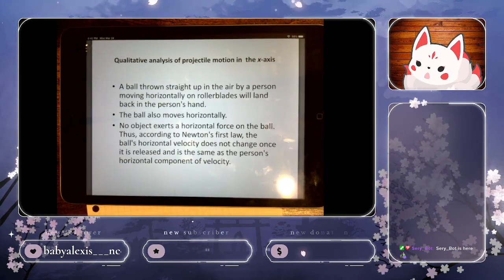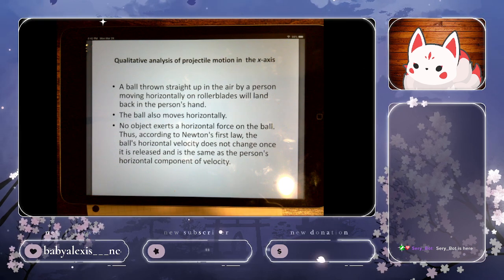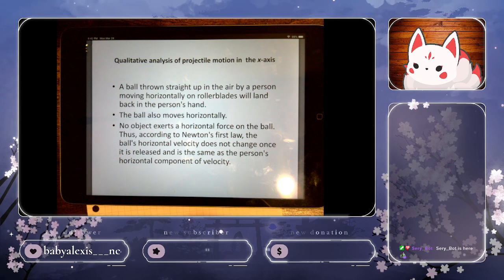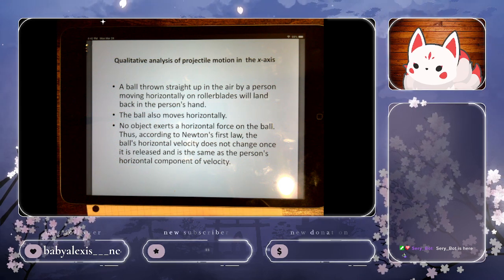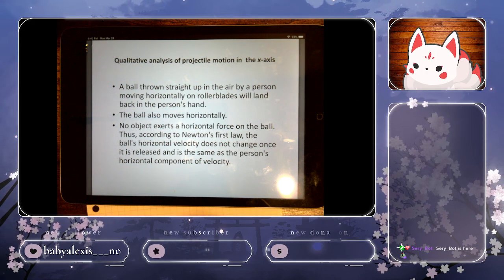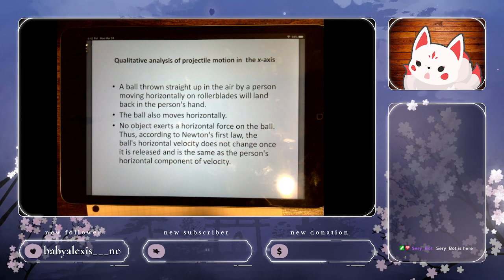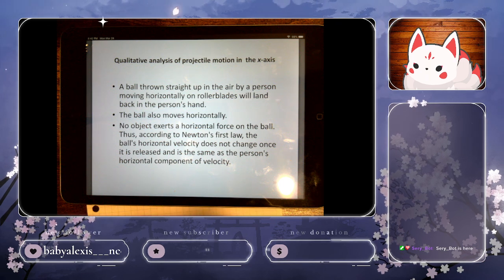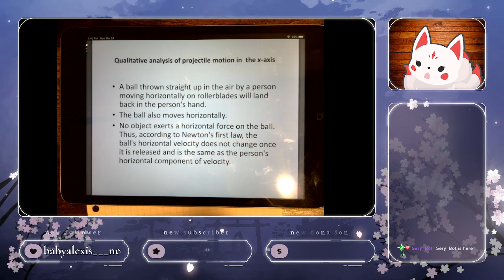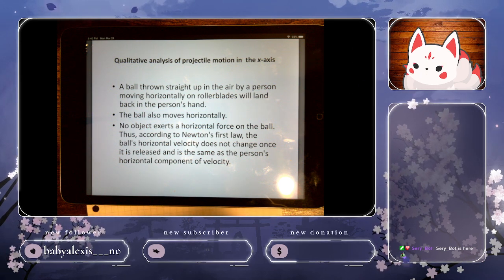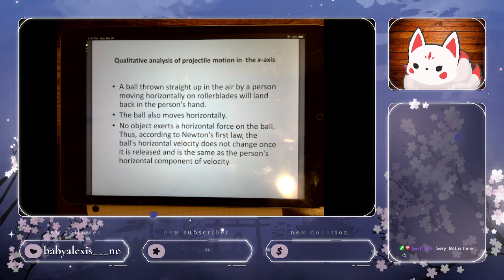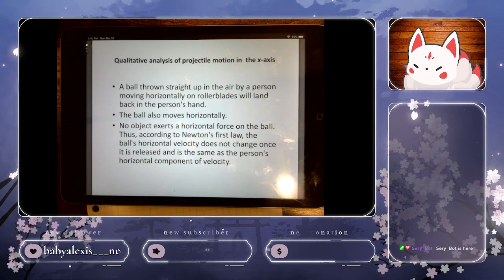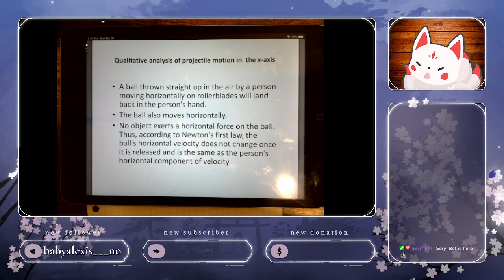Qualitative analysis of projectile motion, the x-axis. A ball thrown straight up in the air by a person moving horizontally on rollerblades will land back in the person's hand. The ball will move horizontally. No objects exert a horizontal force on the ball. Thus, according to Newton's first law, the ball's horizontal velocity does not change. No object exerts a force, except for wind resistance, but whatever.